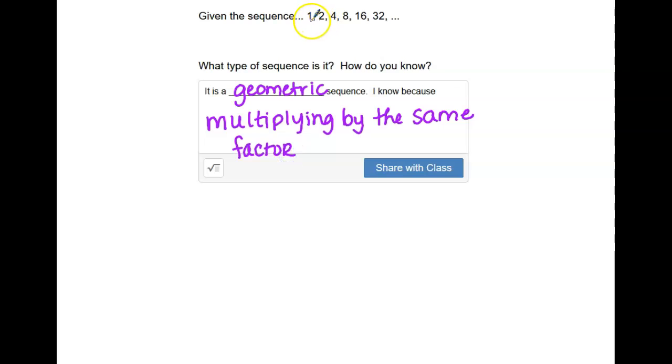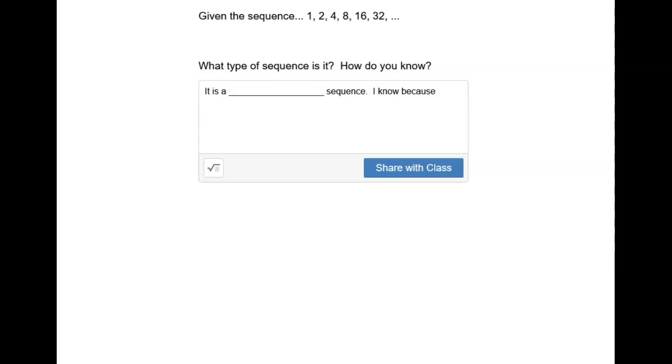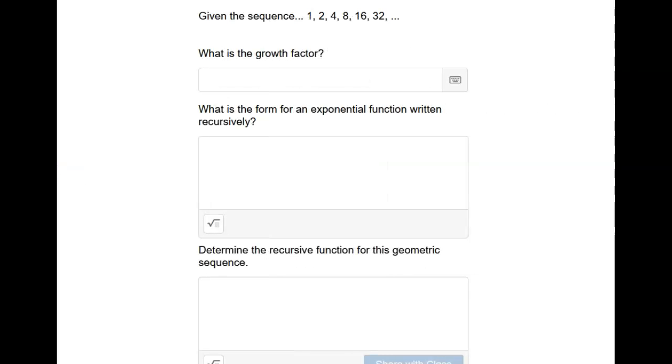Okay, so 1 times 2 is 2, 2 times 2 is 4, 4 times 2 is 8, 8 times 2 is 16. So you're multiplying by 2 every single time. And so we call 2 the growth factor, or sometimes we can call it the base as well. So what is the growth factor? Well, that's the number that you're multiplying by every single time. So the growth factor here is 2.